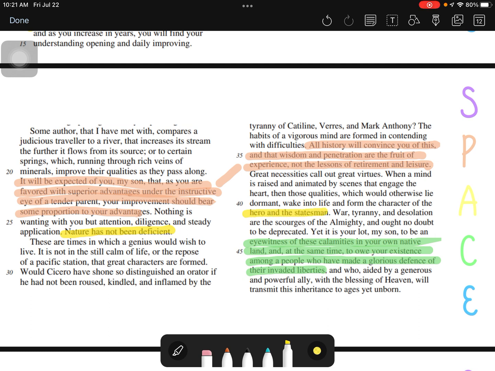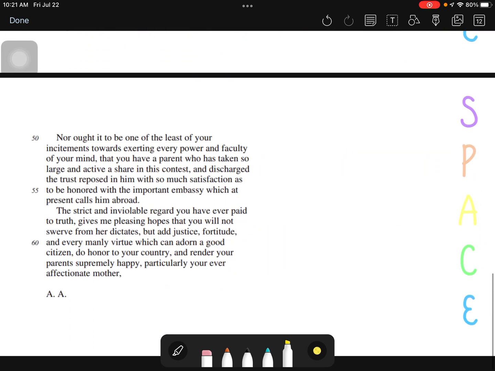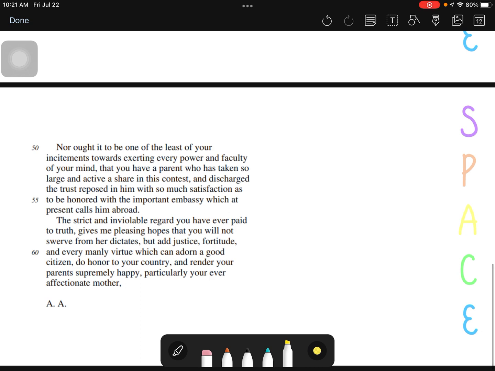So again, this paragraph I think is a really good summary of what her message is, in that she wants her son to take advantage of this experience of going to France, to gain wisdom from it, and live up to his full potential. All right, a couple more paragraphs.